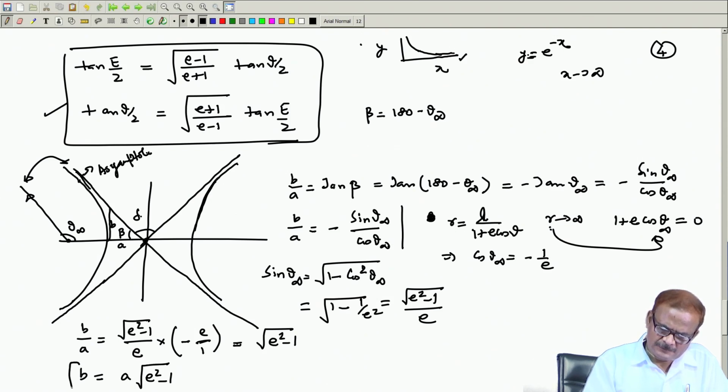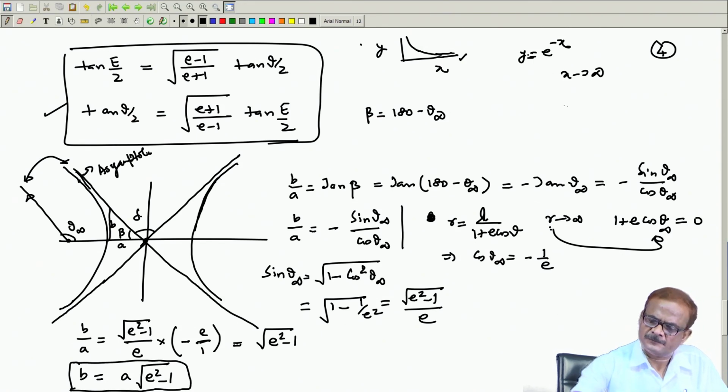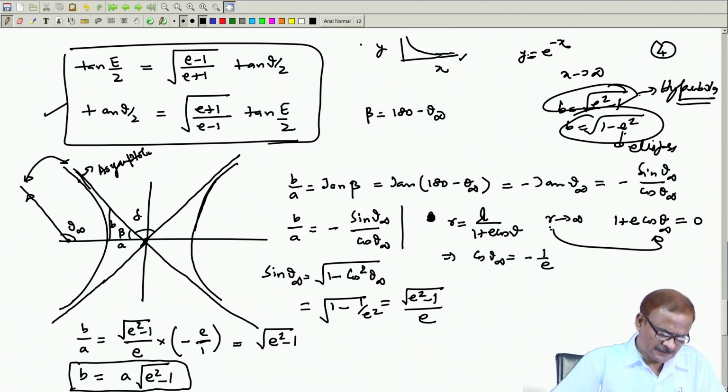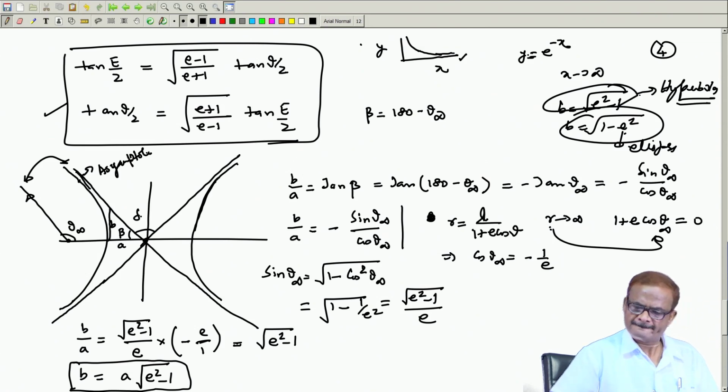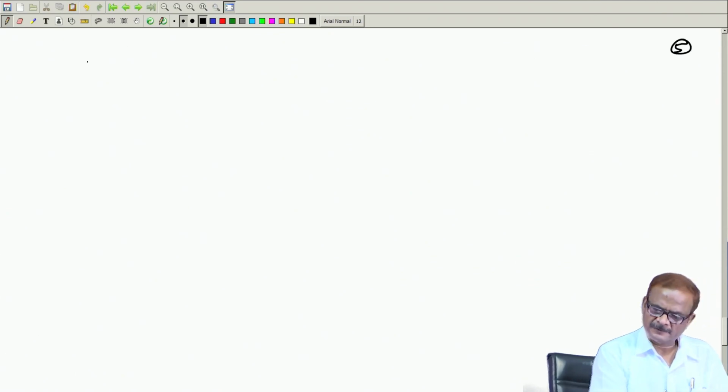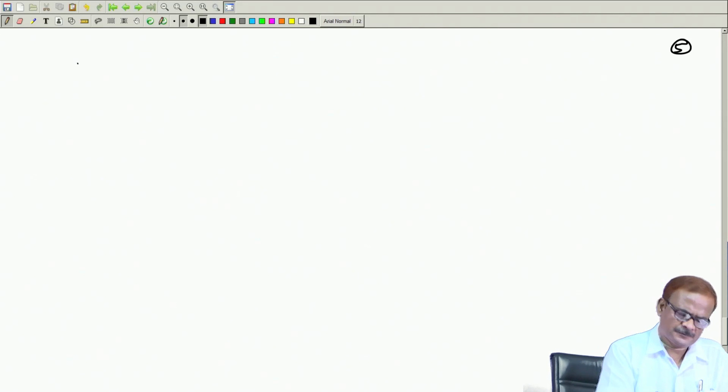You have to also note that b will always be written as b equal to a times the square root of e squared minus 1. You cannot write it like the square root of 1 minus e squared. That is only in the case of the ellipse, and this part is for the hyperbola. For the hyperbola we always write it like this. So we have got the expression for b here. These were a few of the things which were left in the conic section, and I told you that we will cover them while we discuss the hyperbolic orbit.